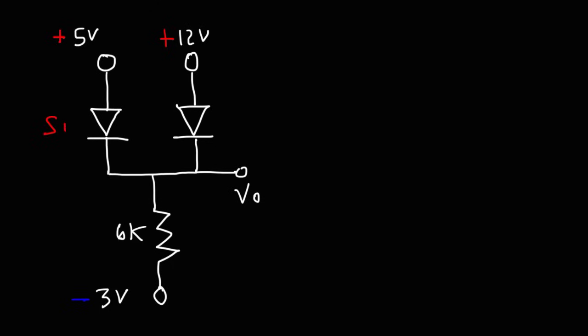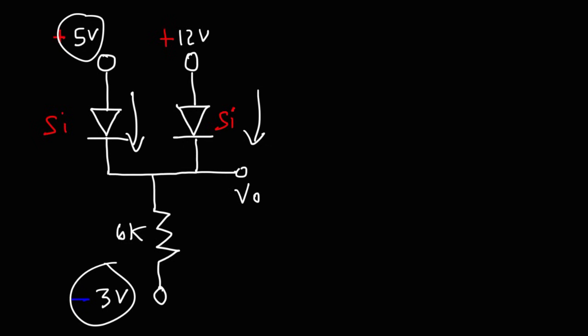Here's another one for you. Let's say both of these are silicon diodes. What is the output voltage and the current flowing through the 6 kilo ohm resistor? Go ahead and try it. So both diodes have the potential to be on. The current is flowing in the right direction, and the potential difference between those two values and these two values exceeds 0.7.